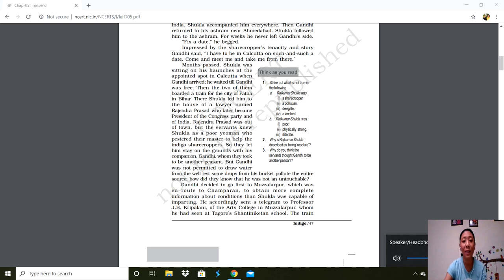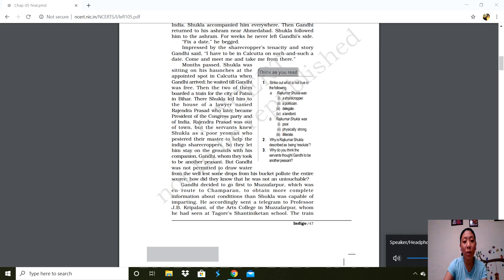Like I explained, the servants had known Rajkumar Shukla quite well because of his several visits to the house, right? So they also thought Gandhi to be one of the peasants who accompanied Rajkumar Shukla. So instead of offering chairs to sit on, they were allowed to sit on the floor. All right. So this indicates that Gandhi was not a well-known figure in India, right? Especially the servants did not even know about Gandhi, right?